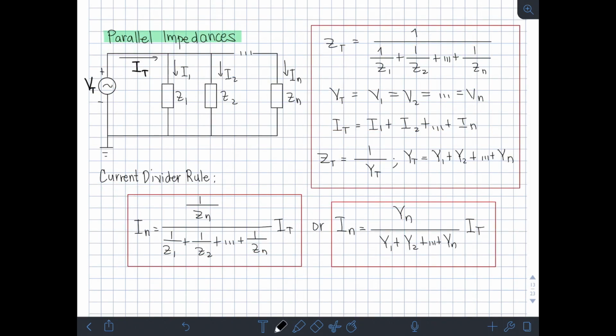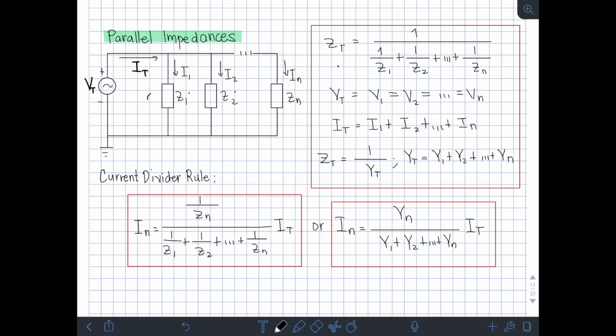Okay? And then, we also have the parallel impedances. So, let's say, meron tayong parallel impedances from Z1, Z2, up to Zn, and then supplied by a voltage source, Vt, meron din total current na dadaloy dito sa circuit. So, ang total impedances ng ating parallel circuits is the reciprocal of the sum of the reciprocal ng ating individual impedances. Just like sa parallel resistors, right?